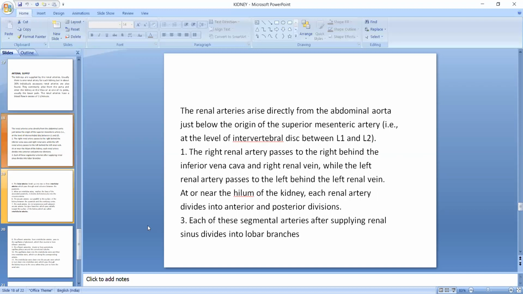The renal arteries arise directly from the abdominal aorta, just below the origin of the superior mesenteric artery. The right renal artery passes to the right behind the inferior vena cava and right renal vein, while the left renal artery passes to the left behind the left renal vein. Near the hilum of the kidney, each renal artery divides into anterior and posterior divisions. Each of these segmental arteries, after supplying the renal sinus, divides into lobar branches.